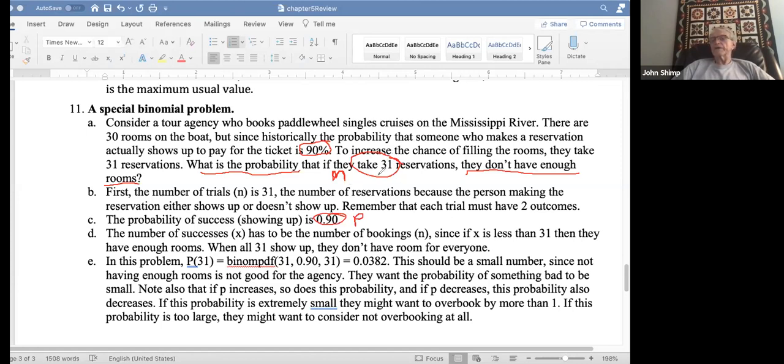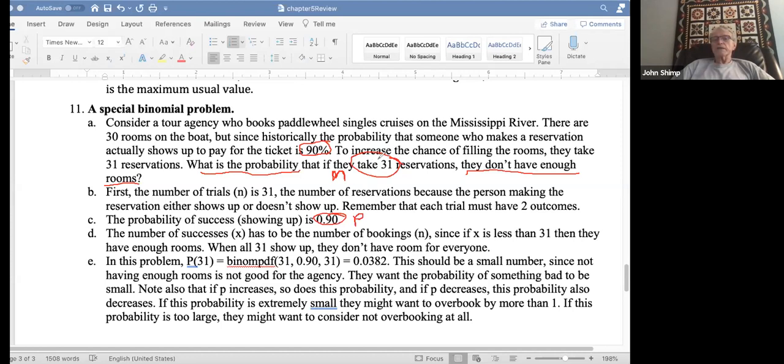Well, if they have 30 people show up, do they have enough rooms? Yeah, they've got 30 rooms. If they have any number less than 30 showing up, they have enough rooms. It's only when X is equal to n that they don't have enough rooms. And this is going to be the same on any of these booking problems. If X is equal to n, they don't have enough seats, rooms, vehicles, or whatever the trials consist of, okay?